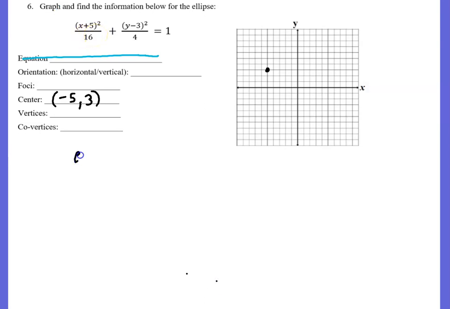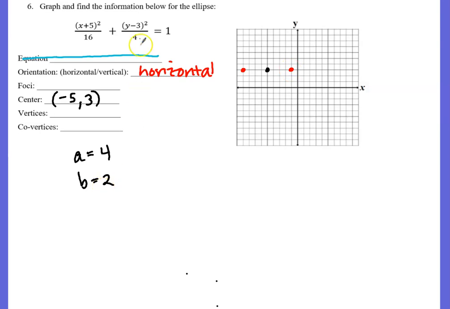Okay, so a is the denominator for this, a squared is 16. Remember, the bigger one is always a squared. So if that's a squared, a is 4. And if this is b squared, b is 2. What's the orientation? Well, since x is bigger, it's going to be longer horizontally. This is horizontal, so my a value should go in the x direction. So a is 4, so I'm going to go 4 to the left, 4 to the right.